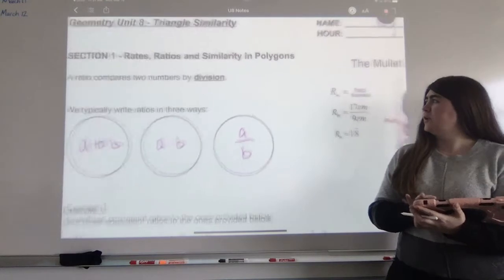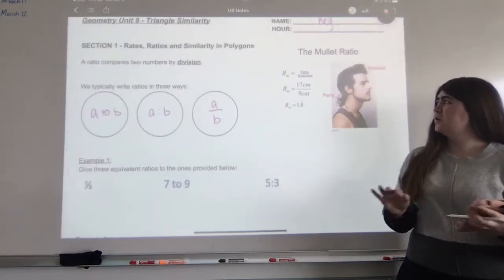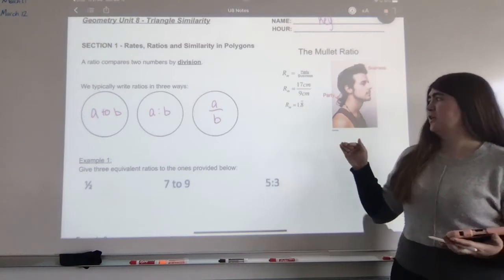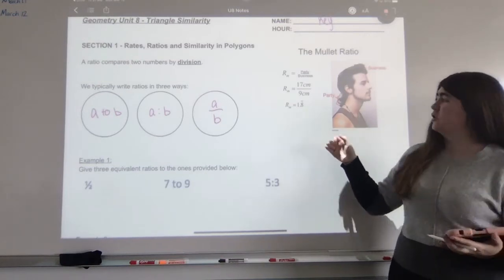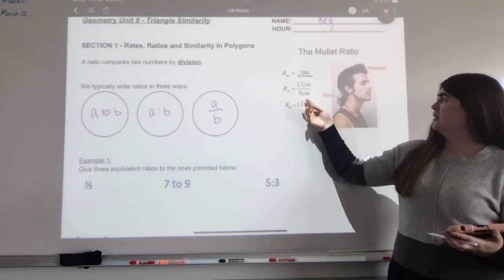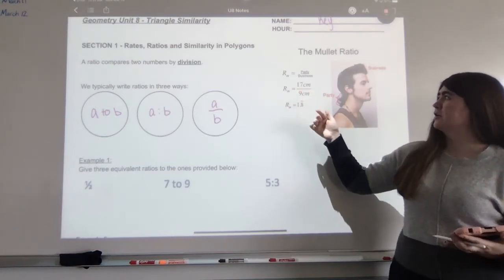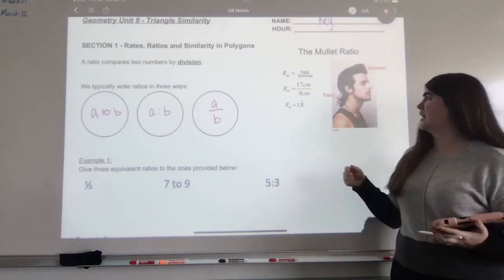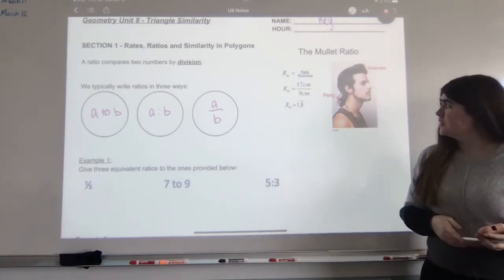And here's a fun real-life example. We have the mullet. The mullet is a haircut that actually is balanced by a ratio, which is a 17 to 9 ratio is what they're giving as our example here, or the ratio of party in the front to the business in the back is what they're looking at, which used to be an old thing, but that's been coming back lately.